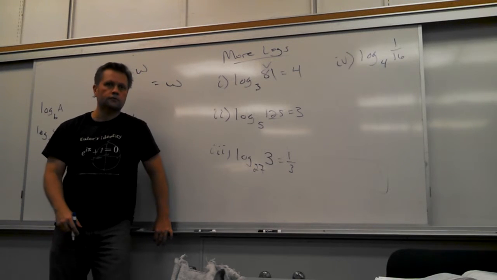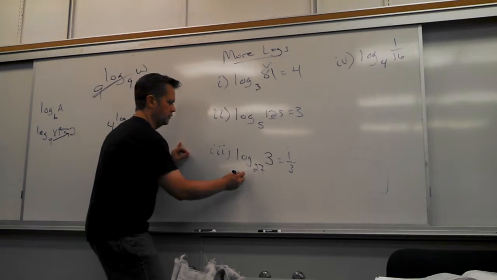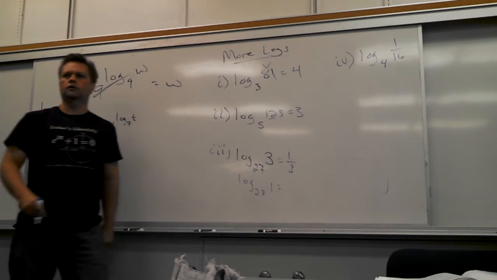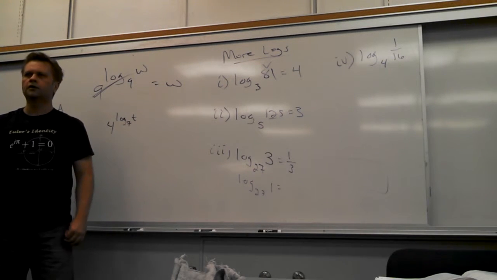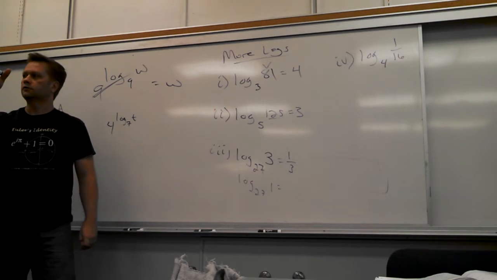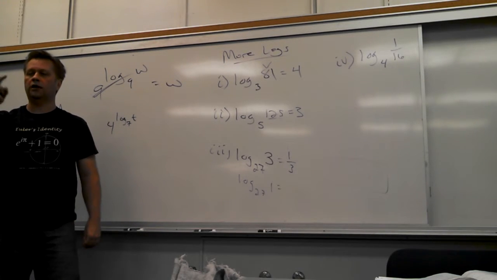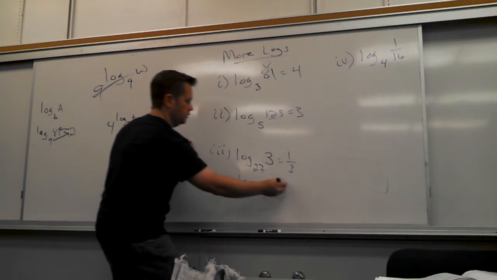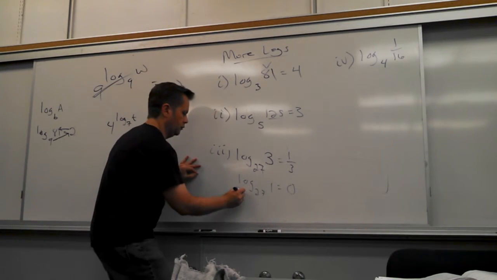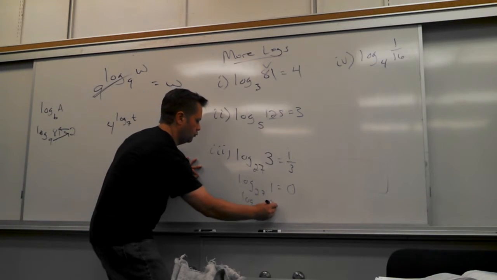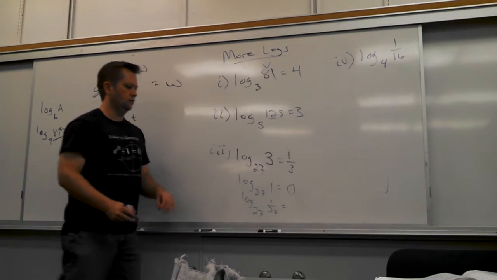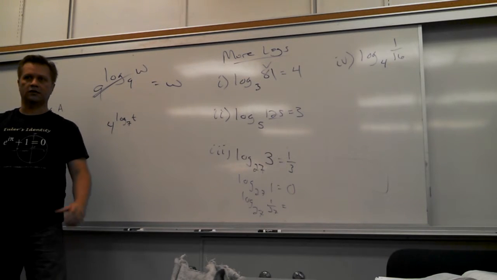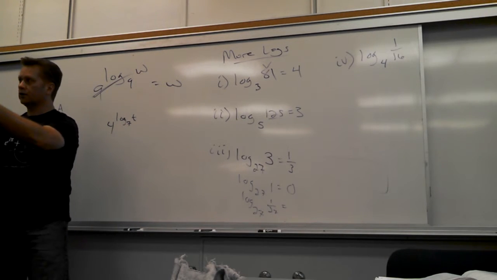Now, real quick, let me write below this 2 other things. What's log base 27 of 1? 0. What do you raise 27 to make it 1? What do you raise anything to make it 1? 0. Right? And what's log base 27 of 1/27? Don't overthink it. What do you do to 27 to make it 1/27? -1. Yeah, -1, because you're supposed to flip it.